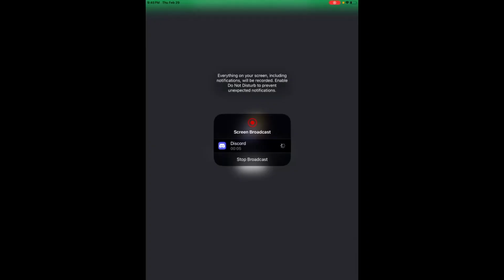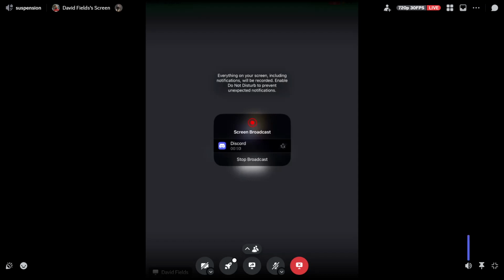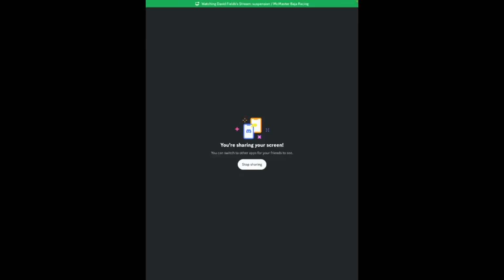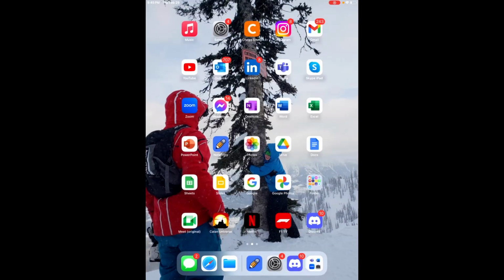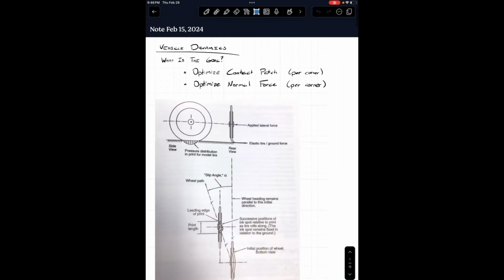I read this front to back when I was designing the 2021 suspension. Our car needs to turn. So, basically, I will summarize some of the key points for this because they're important to know. As far as vehicle dynamics, what is our goal? Our goal is basically to optimize contact patch, so that's where the tire is touching the ground, and to optimize the normal force, so what pushes down on the tire.